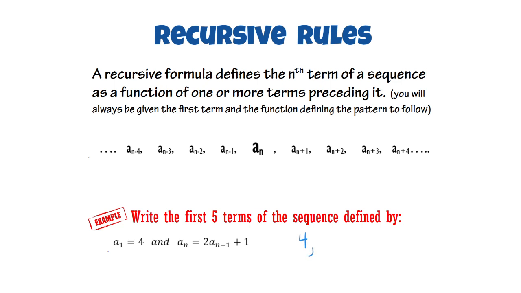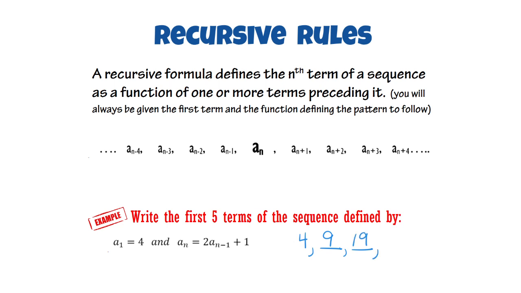Now, to find the next term, I use this little function. So 2 times, I'm looking for this term right here. So it's 2 times the term before it, so that'd be an 8, plus 1. So that term would be a 9. To find this term, the function's telling me take 2 times the term before it and add 1. Well, that'd be an 18. Add 1 is a 19.